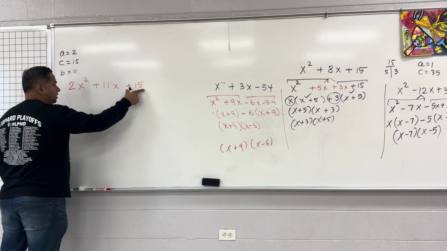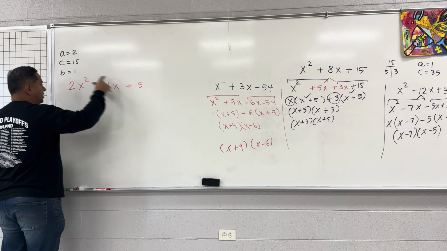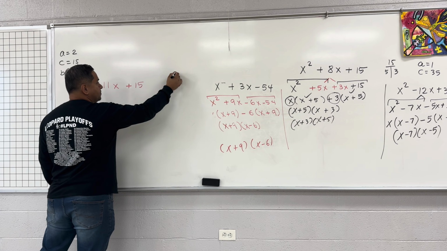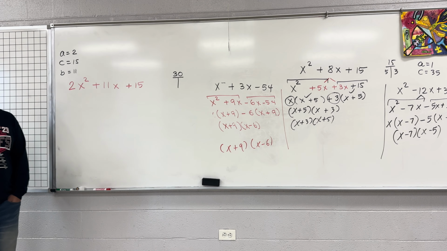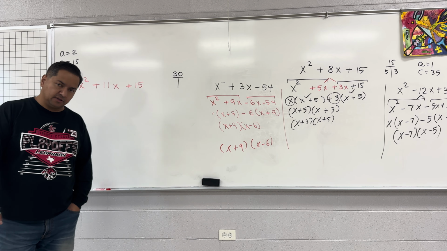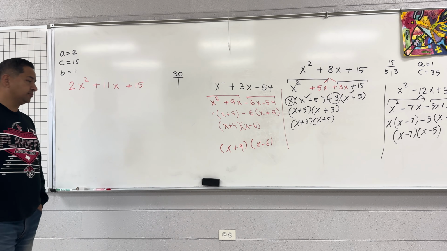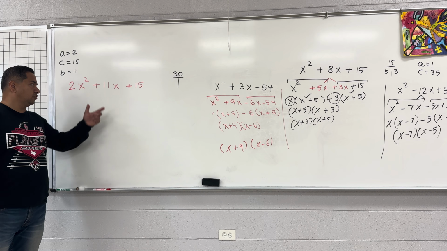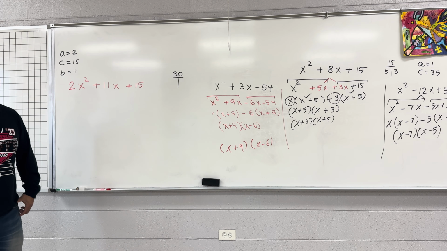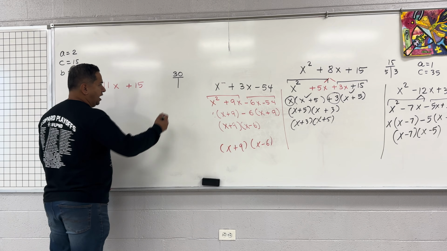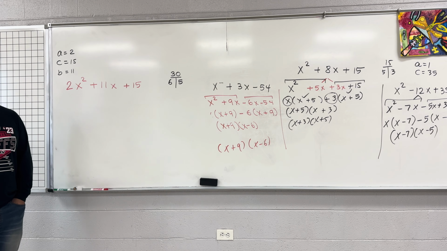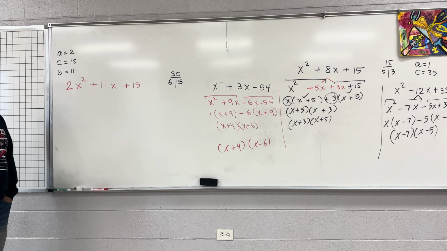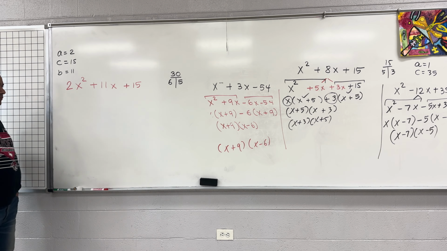So you take your C, multiply with your A. So 15 times 2 is 30, positive. We are then looking for two numbers that multiply to positive 30, but the same two numbers would add up to positive 11. 6 and 5. Positive 6, positive 5. 6 times 5 is 30. 6 plus 5 is 11. Is everybody okay with that?